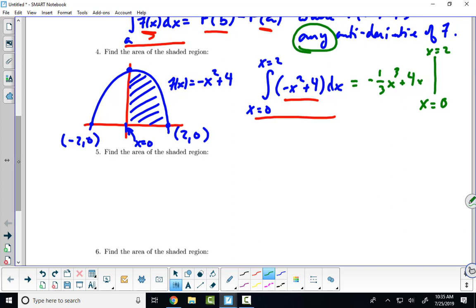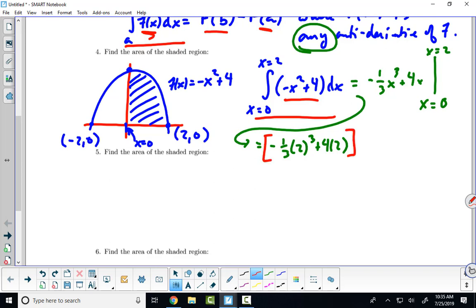Okay, so let's actually do this calculation. Okay? We get minus 1/3 times 2 cubed. Let's see, I'm going to run out of room here. Let me come over here. So this is equal to minus 1/3 times 2 cubed plus 4 times 2 minus 1/3 times 0 cubed plus 4 times 0.